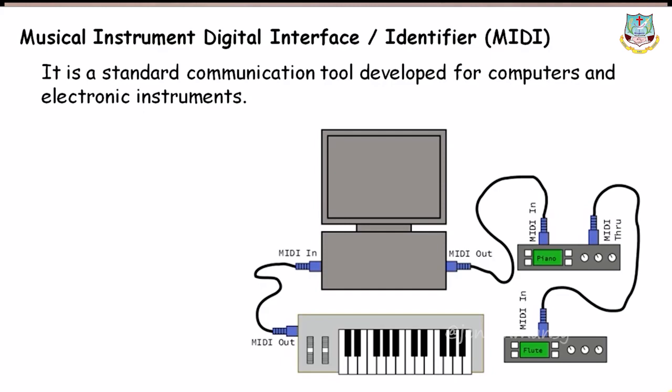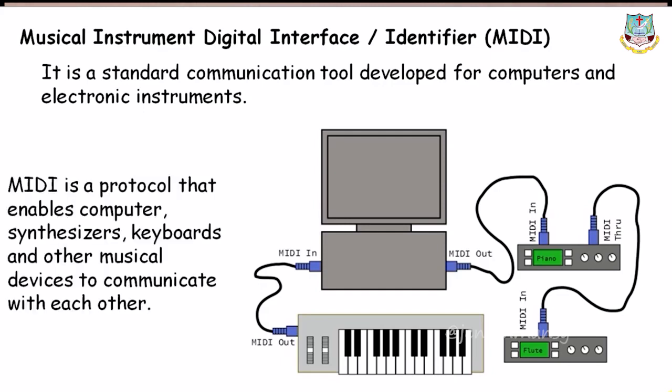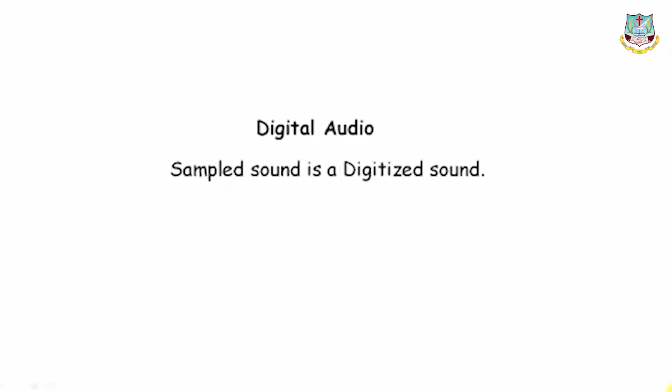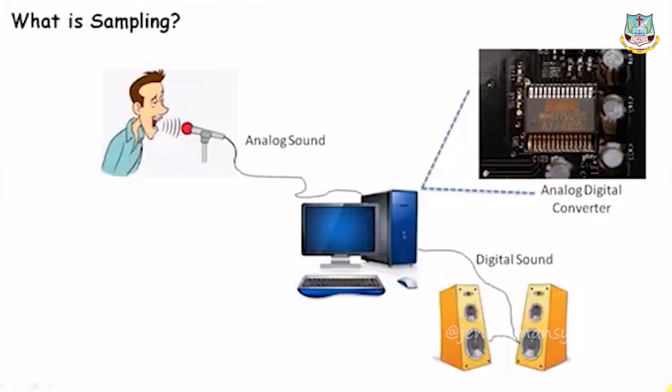When you play music on an instrument, with this MIDI, we can compose music. Next one is digital audio. We have two types, analog and digital. When someone is talking to you, it is analog. But now I am talking to you and you are hearing it, but this is not an analog audio.